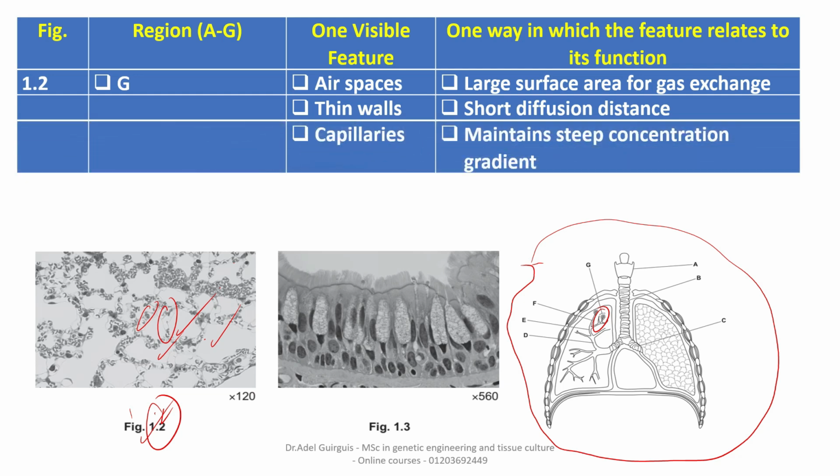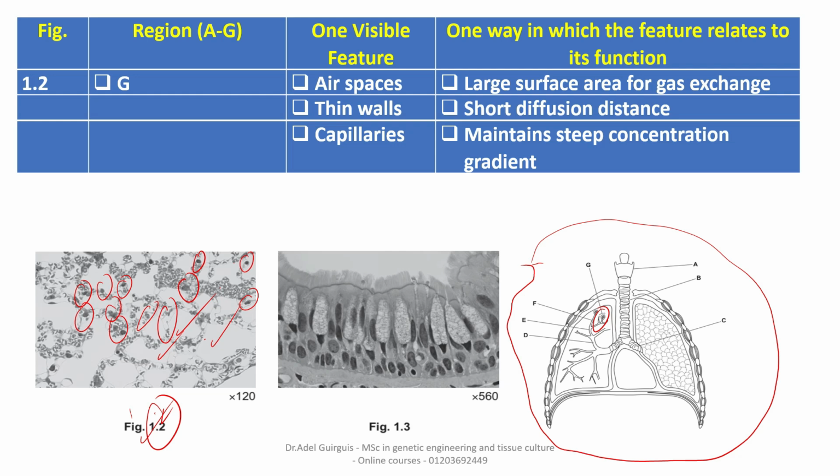Plus capillaries. Where are the capillaries in this figure 1.2? Here, in these black areas, in these corners, surrounding the alveolar wall. All these capillaries, a lot of capillaries, maintain a steep concentration gradient for both gases, oxygen and carbon dioxide, between the air inside the alveoli and the blood inside the blood capillaries. You can choose one of these three features.